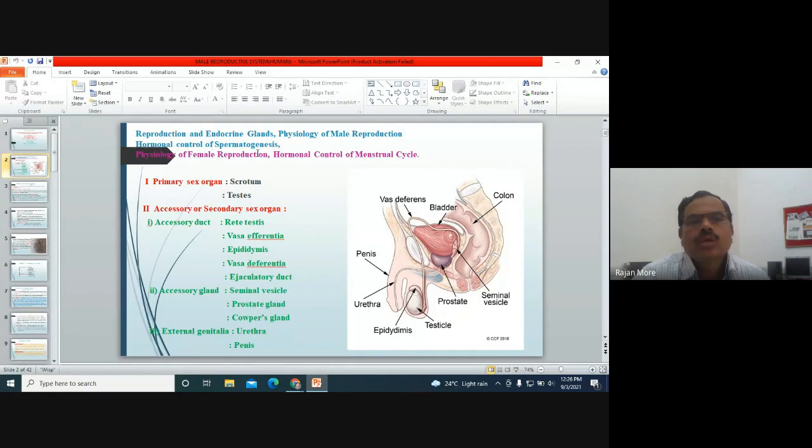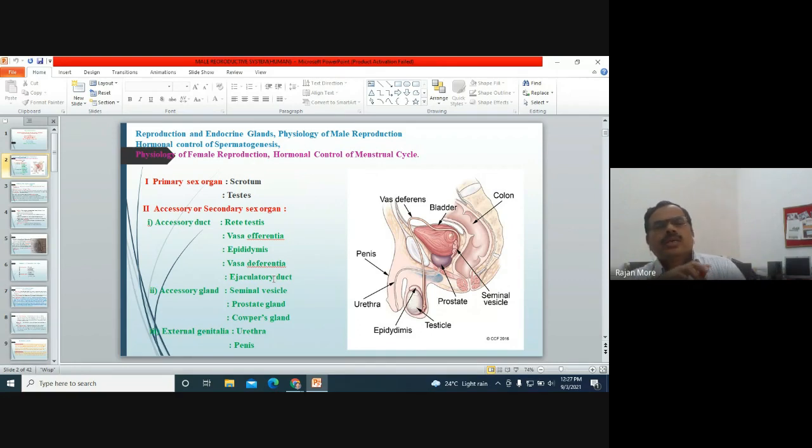It also includes the hormonal control of spermatogenesis. Okay. So, reproduction and endocrine glands: under this title, the physiology of male reproduction and hormonal control of spermatogenesis, and the physiology of female reproduction, and again the hormonal control of the menstrual cycle. Here, the endocrine glands, which are only related to the reproduction.